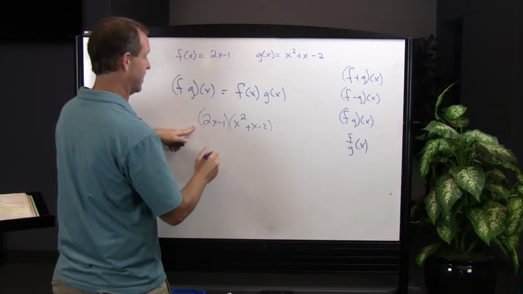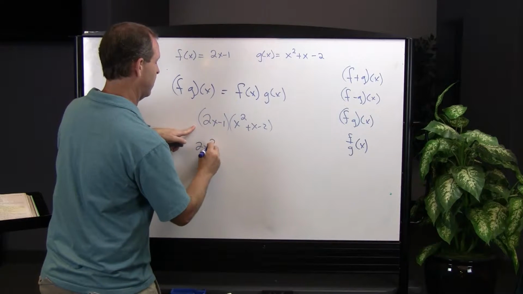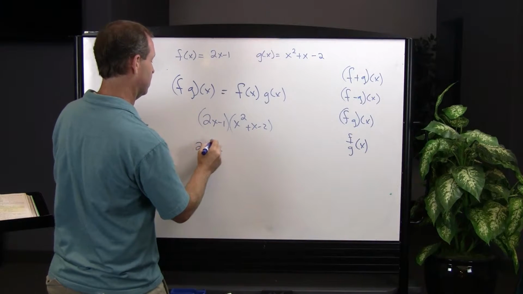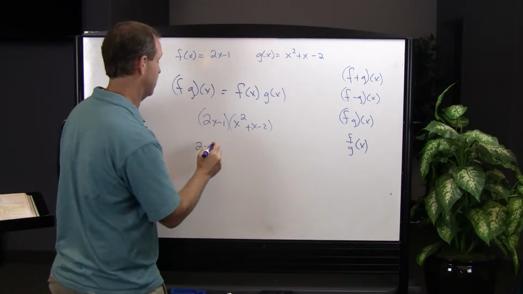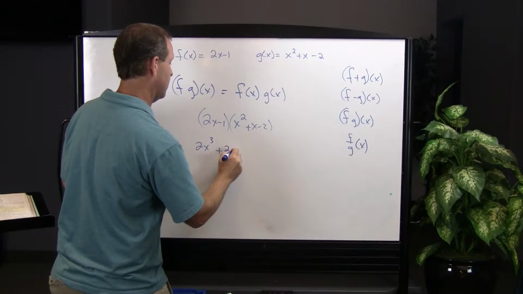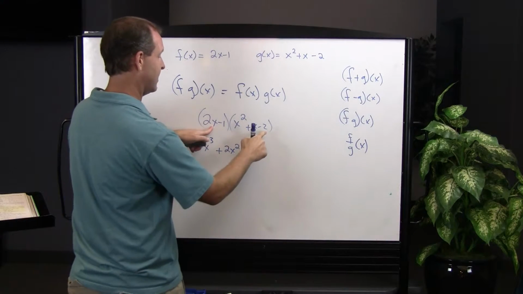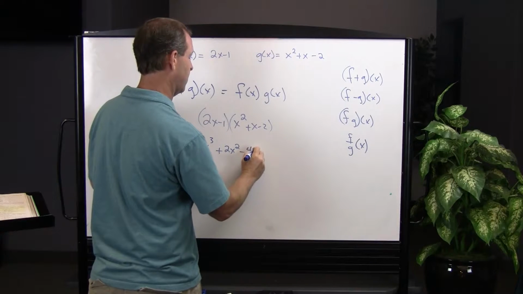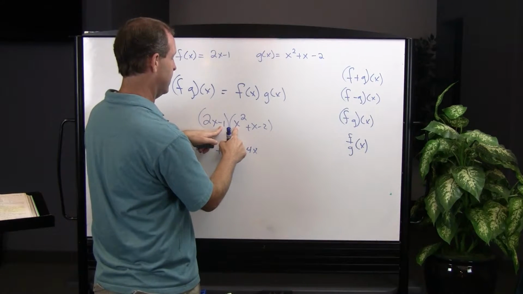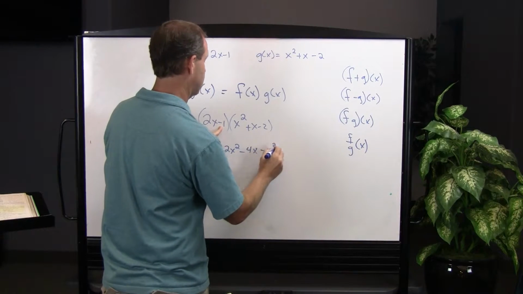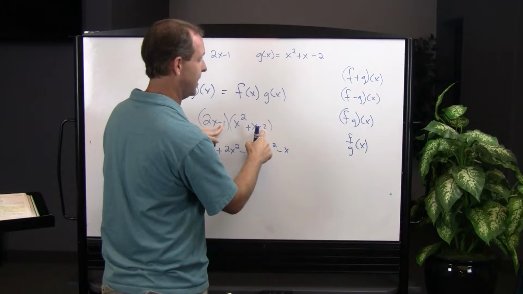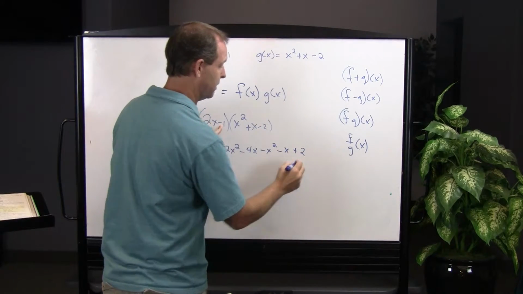So 2x times x squared gives me 2x cubed. 2x times x gives me a 2x squared. 2x times a negative 2 gives me a minus 4x. Negative 1 times x squared gives me a negative x squared. Negative 1 times an x gives me a negative x. And negative 1 times a negative 2 gives me a positive 2.